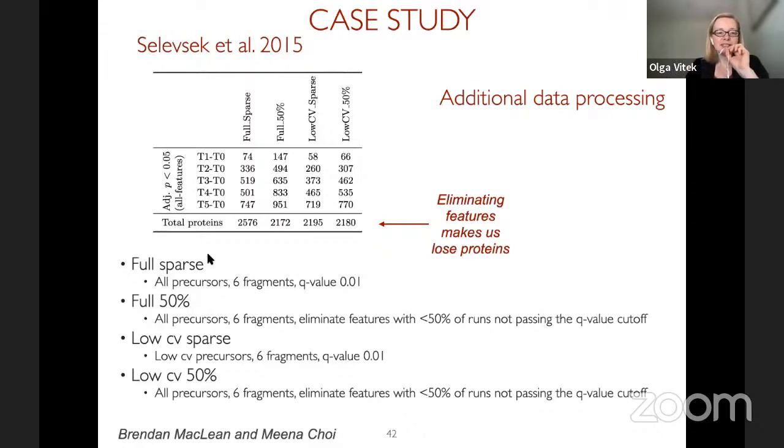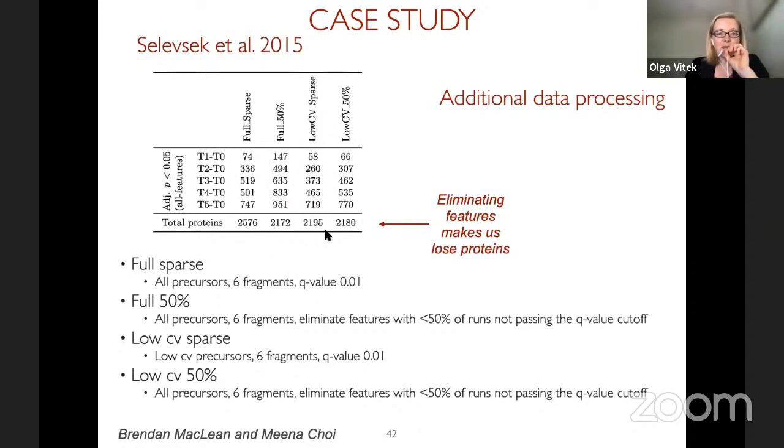Right, so now here essentially we have more features, more missing values. Here we have fewer features and just remove the entire feature if it has too many missing values. And the same thing for low CV. Now let's just take this quote unquote good quality precursors and just introduce some missing values if there is a problem with Q value cutoff. And then let's eliminate the entire features if they do not pass the Q value cutoff. And well, it does matter.